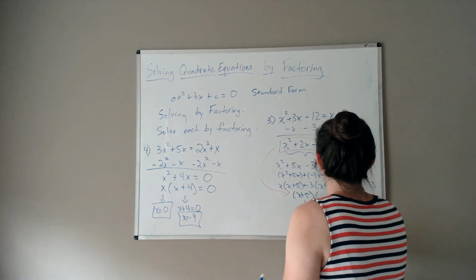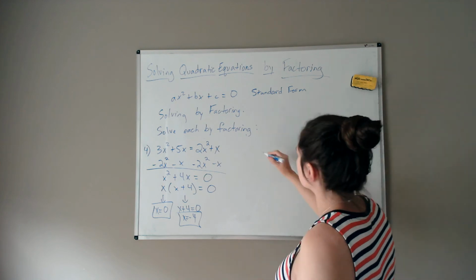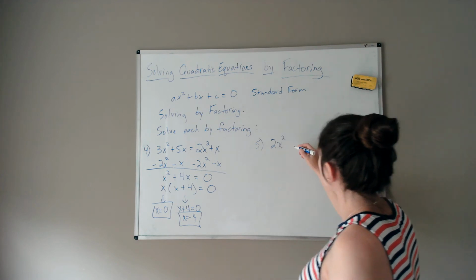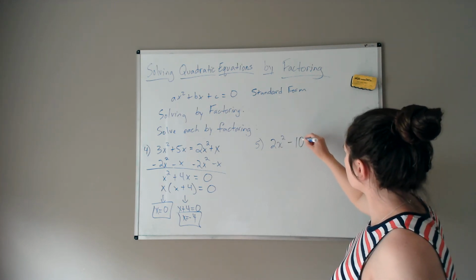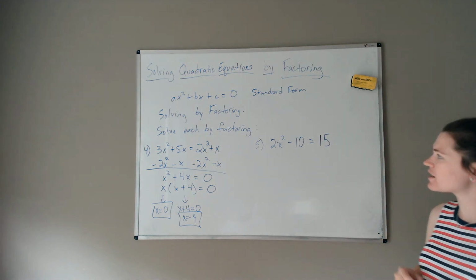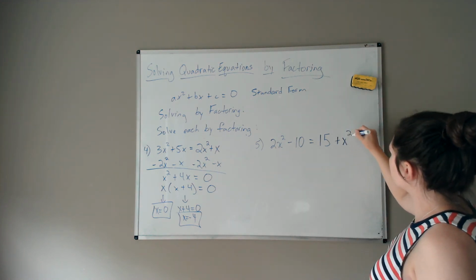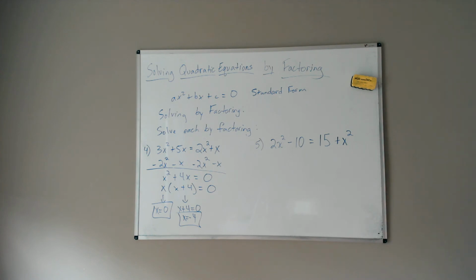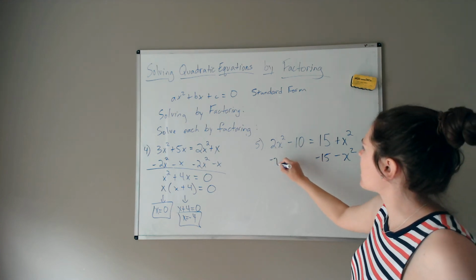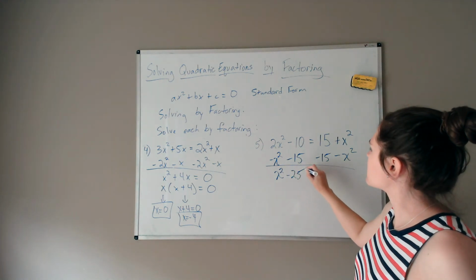Okay, let's go over one more. 2x squared minus 10 equals 15 plus x squared. So we want to set this equal to 0. So we're going to take away 15 on both sides, take away x squared on both sides. So that's going to give us x squared minus 25 equals 0.